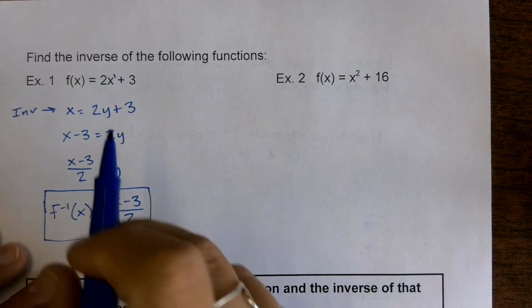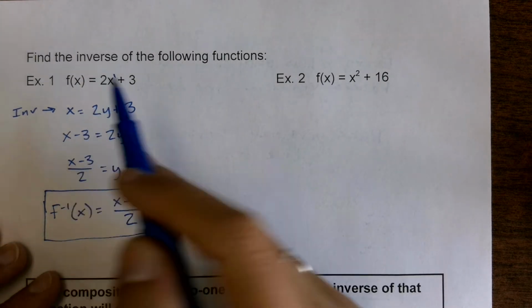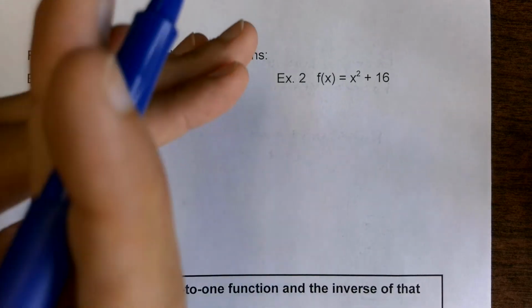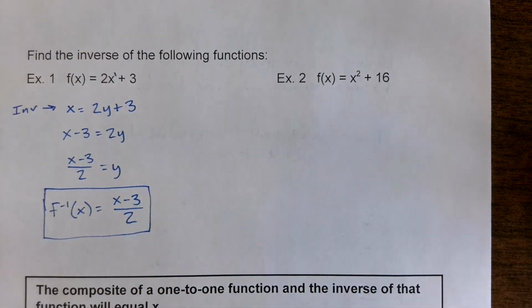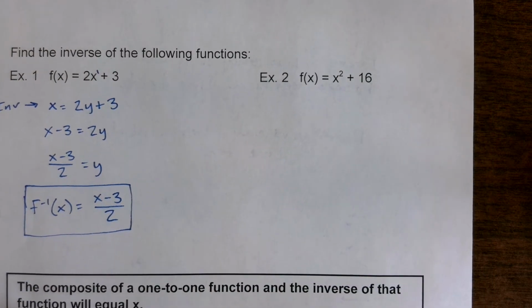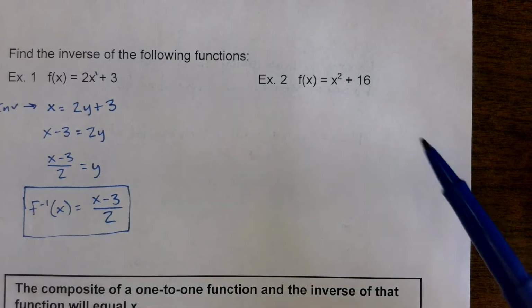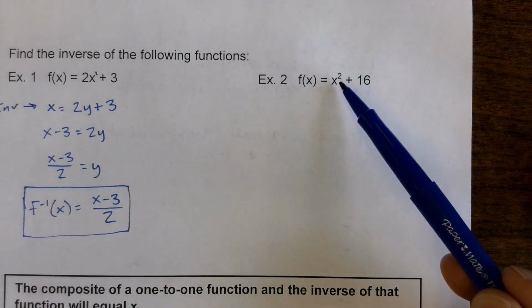If I graphed them both, because this has a slope of 2 and this has a slope of 1/2, they're just going to cross like this. Not perpendicular, but still reflecting over that y equals x. Okay. So our second one is going to be a little different because it is a different kind of function.